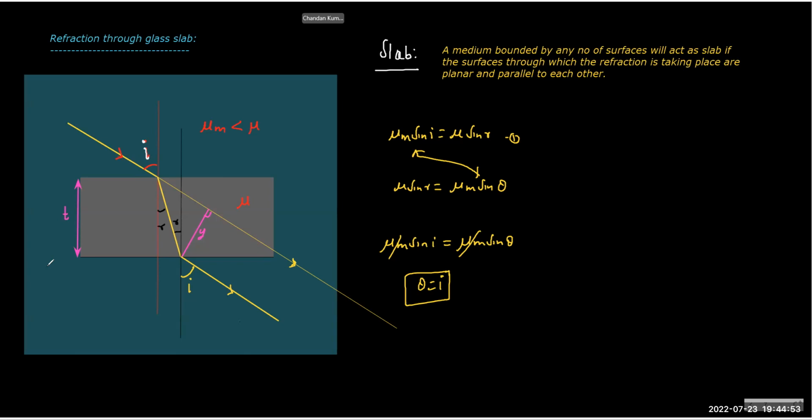Sir, in my answer, I'm getting one part as sine of I minus R. So should I expand it or let it be? No, that is fine. So keep it the way you got. So just tell me how much you got. Y equals T into sine of I minus R divided by cos R. Very good. That's really good.